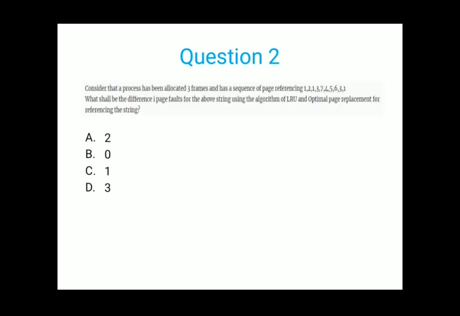So this is the second question, and it says: consider that a process has been allocated 3 frames and has a sequence of page referencing. So this is a sequence which is given in the question, and we have to find the difference in page faults for the above string using the algorithms of LRU and optimal page replacement. So here we have to use the two algorithms: LRU, which stands for least recently used algorithm, and the optimal page replacement algorithm, and we have to find the difference between the page faults.